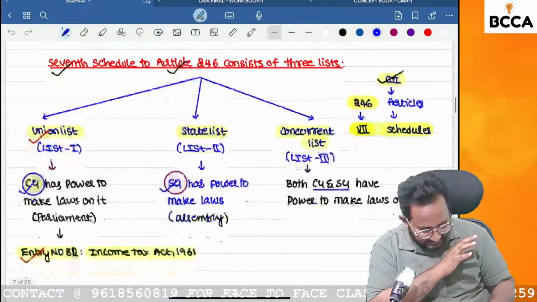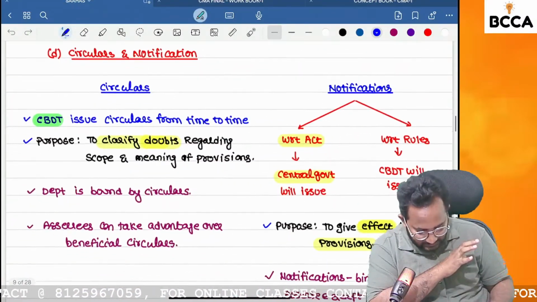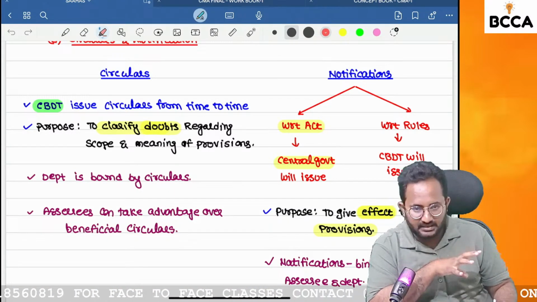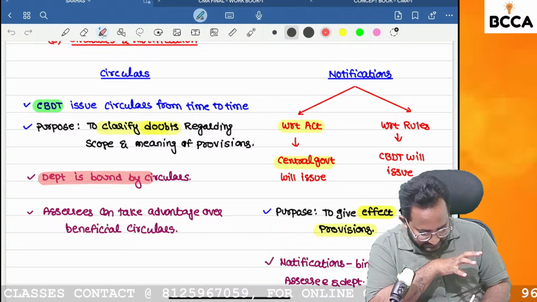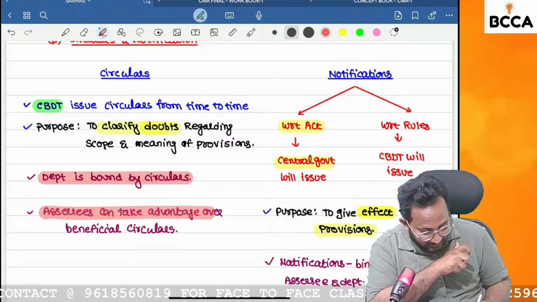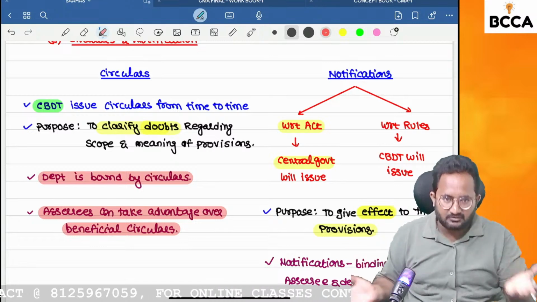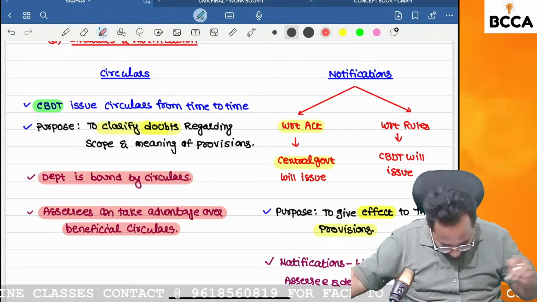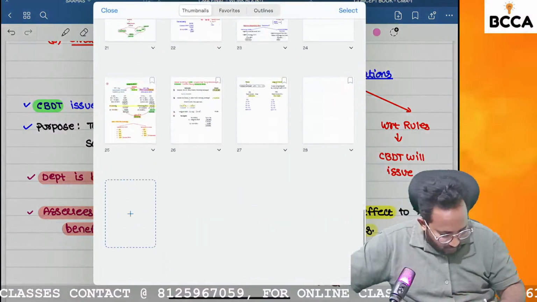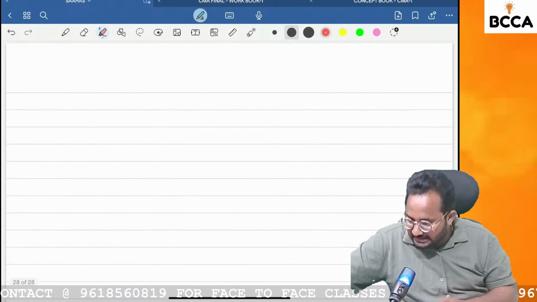In the initial sessions, I gave one word. At the time of discussing circulars, what is that one important word I gave? If any circular is issued by the CBDT, who needs to follow the circulars mandatorily? The Department. So the assessee can take the advantage of beneficial circulars. If the circular isn't beneficial for me, I can ignore it. For this I will tell you one example. I want to take one circular, and along with it I will tell you how the assessee can take the advantage of beneficial circulars. Shall we start?